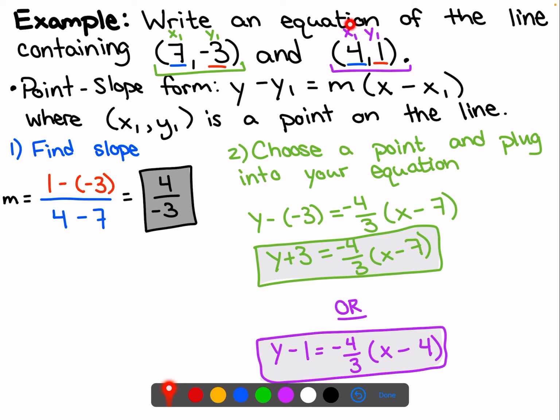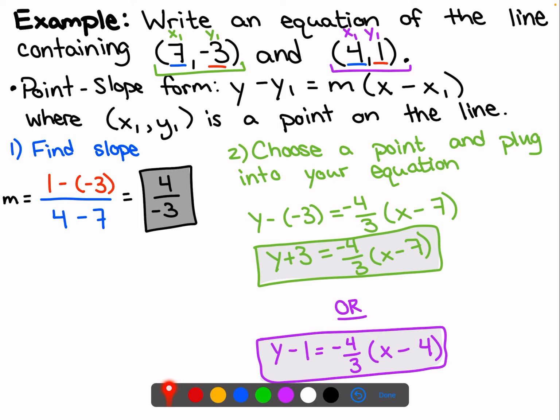Now, if I chose my other point, (4, 1), as my x1 and y1 variables, that would give me y minus 1 equals negative 4/3 times x minus 4. Both of these are the same exact line, just using different points on the line. So they're equivalent answers, and either one is acceptable.